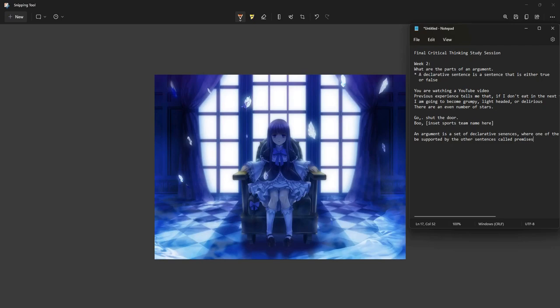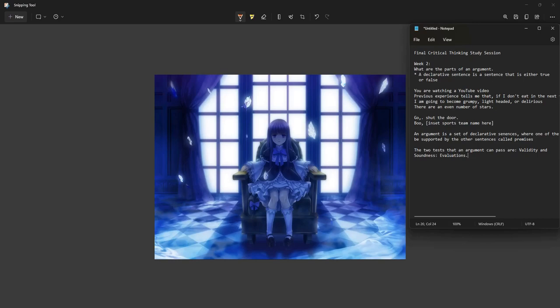So what are the two tests that an argument can pass? The two tests that an argument can pass are validity and soundness. These can be summarized as evaluations. In a sense, validity and soundness are your two tests.